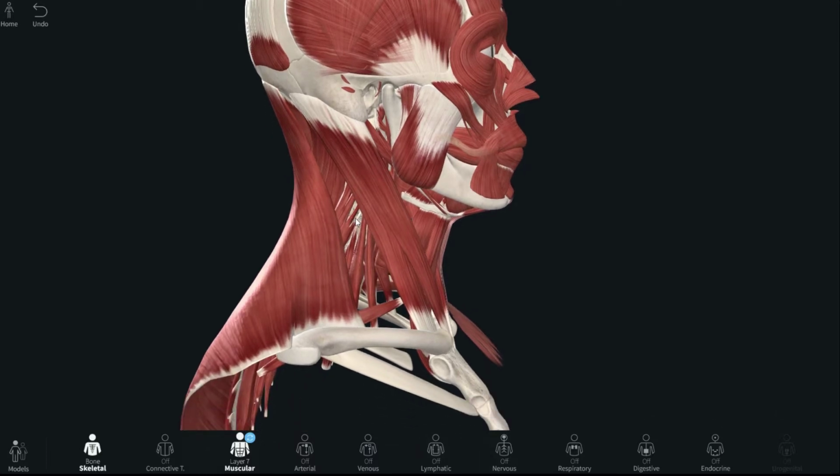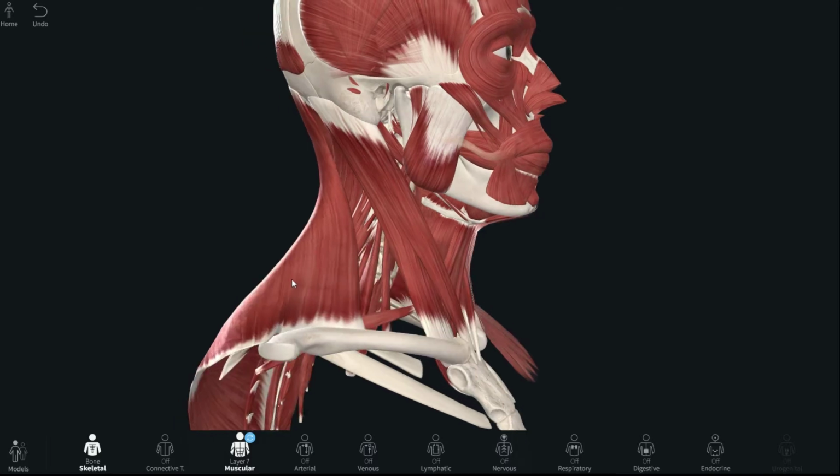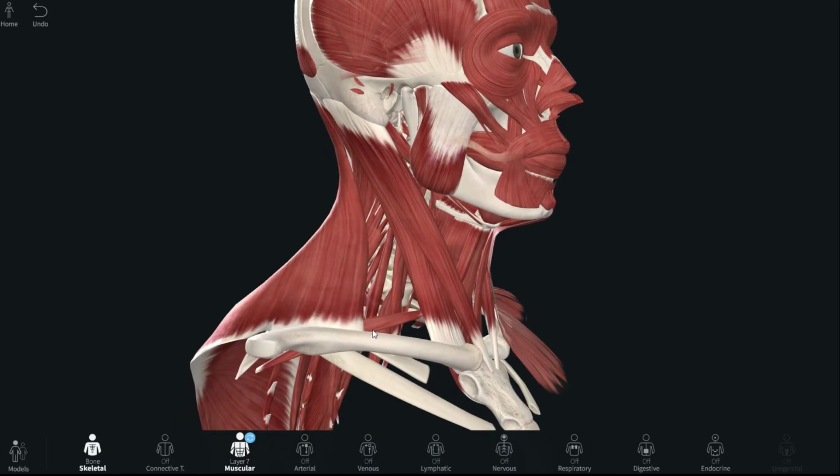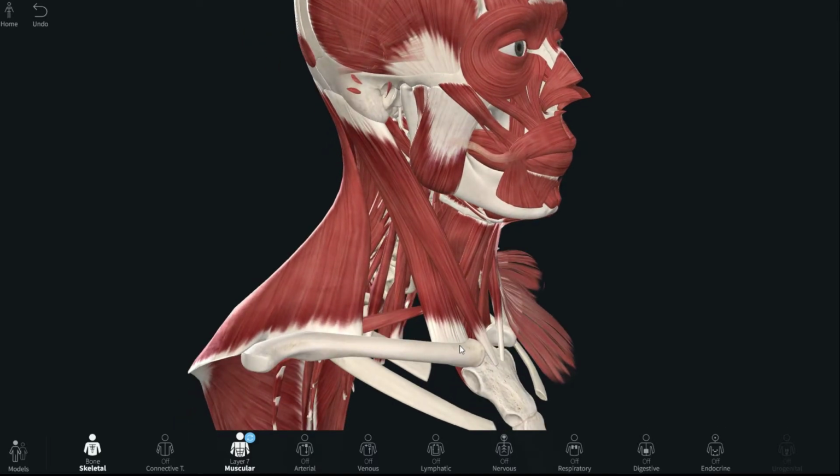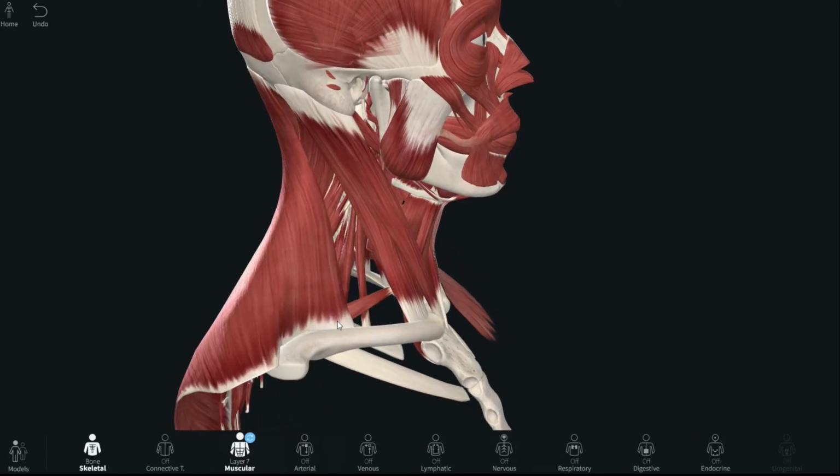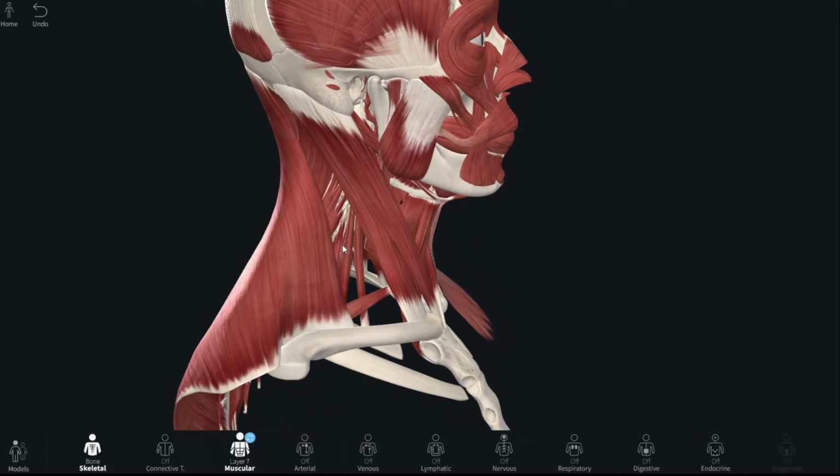What about the inferior border? Very easy. There is only one inferior border and it is very simple. That is the superior border of the clavicle. The superior border of the clavicle acts as the inferior border of the sides of the neck. Okay, so this is roughly the demarcations of the sides of the neck.